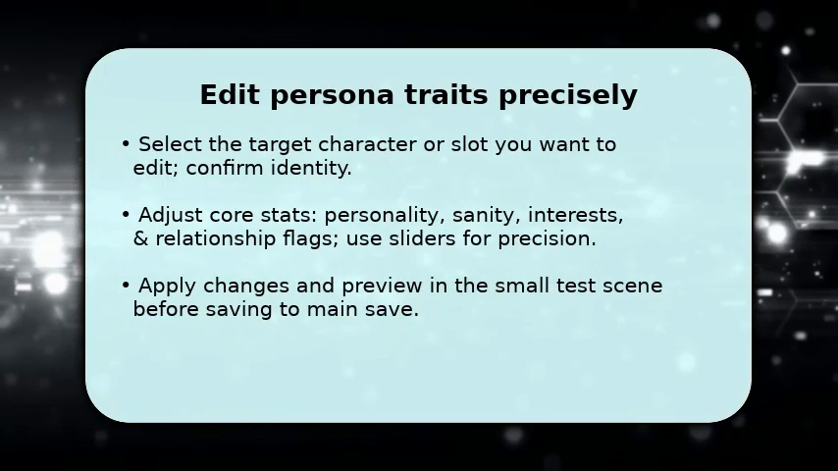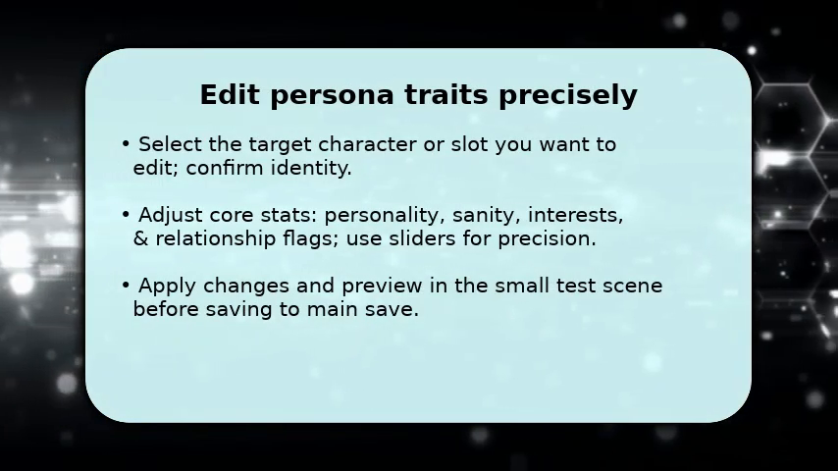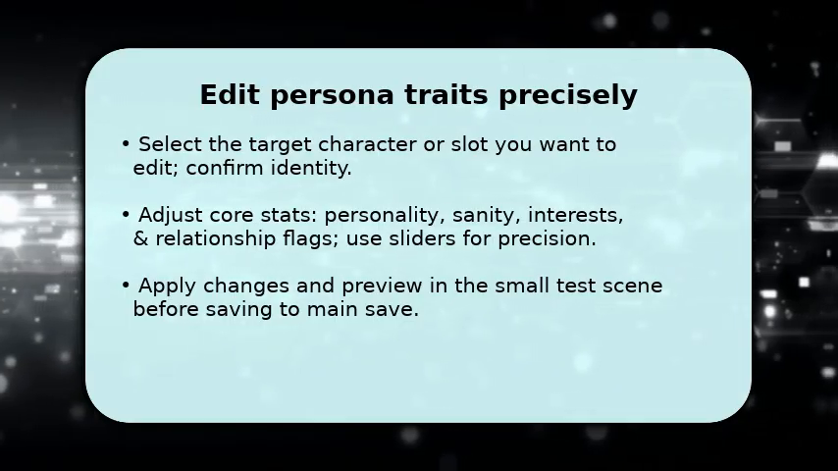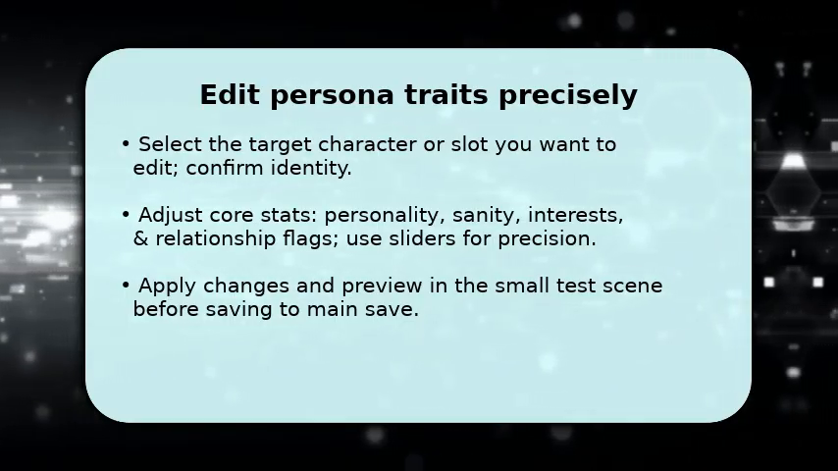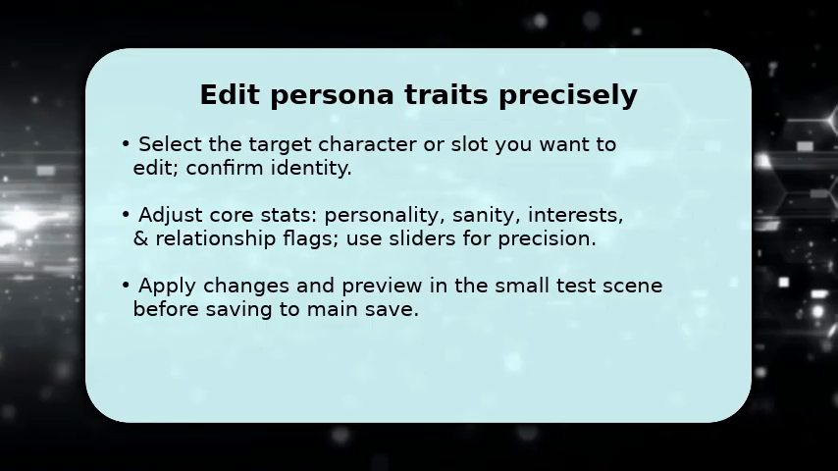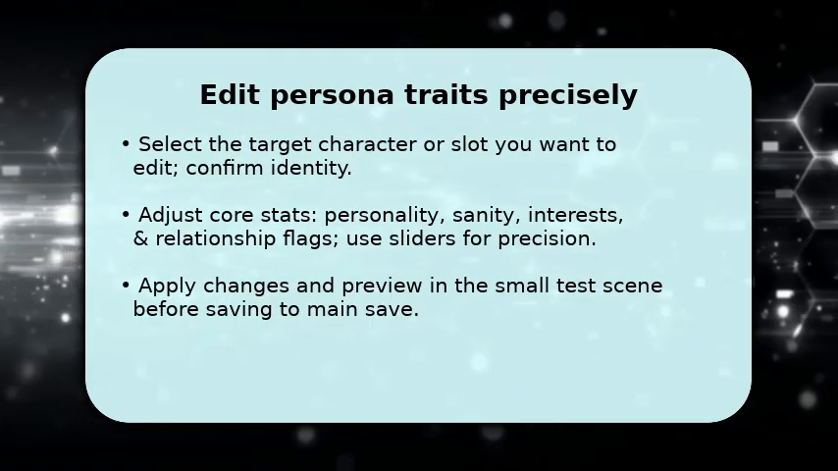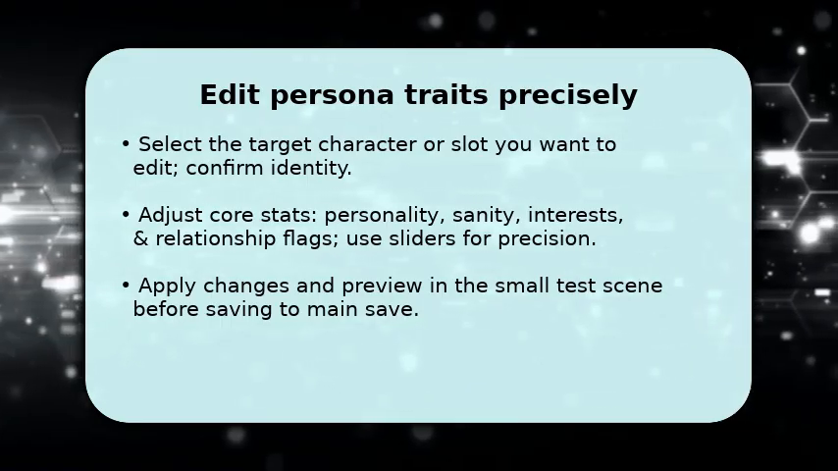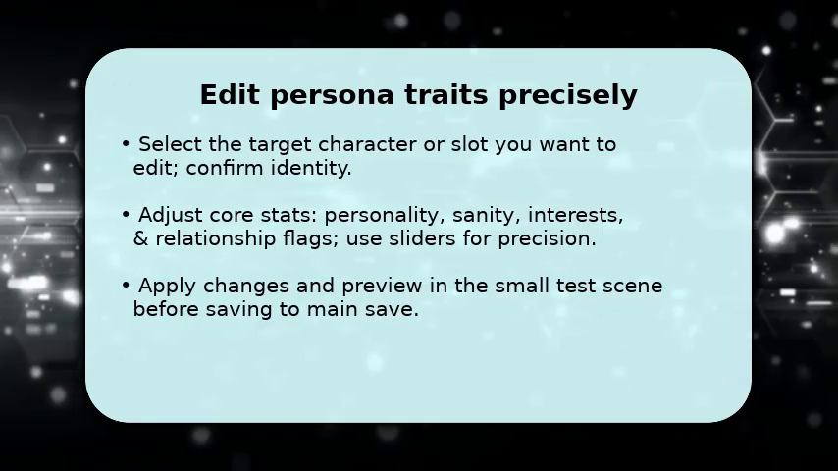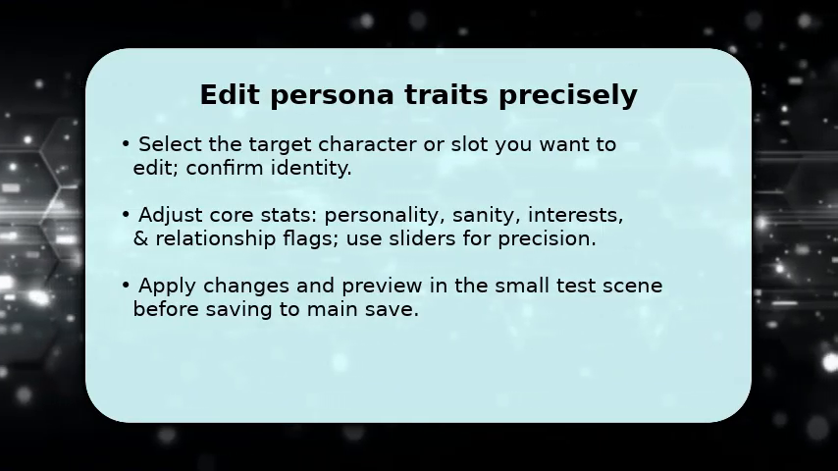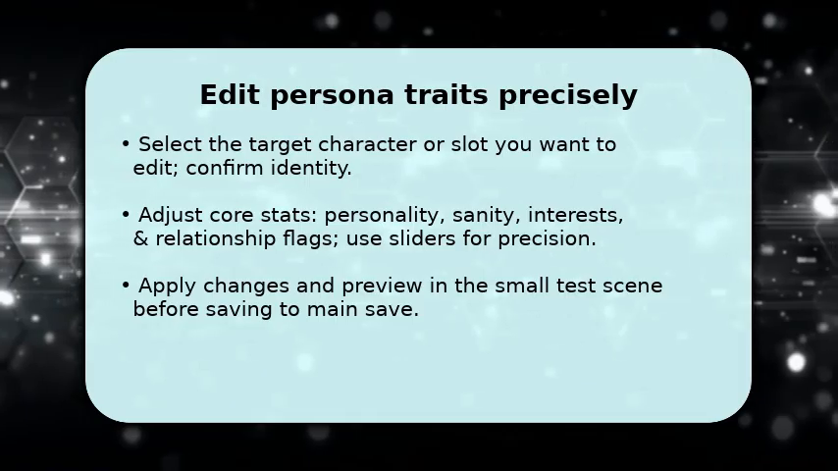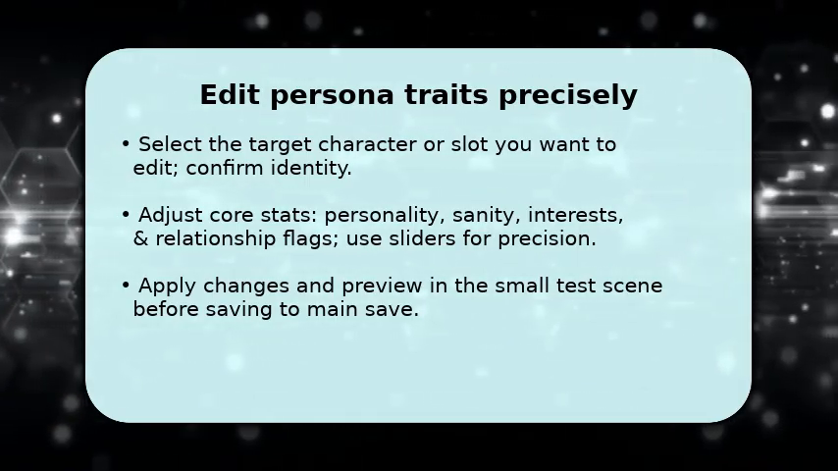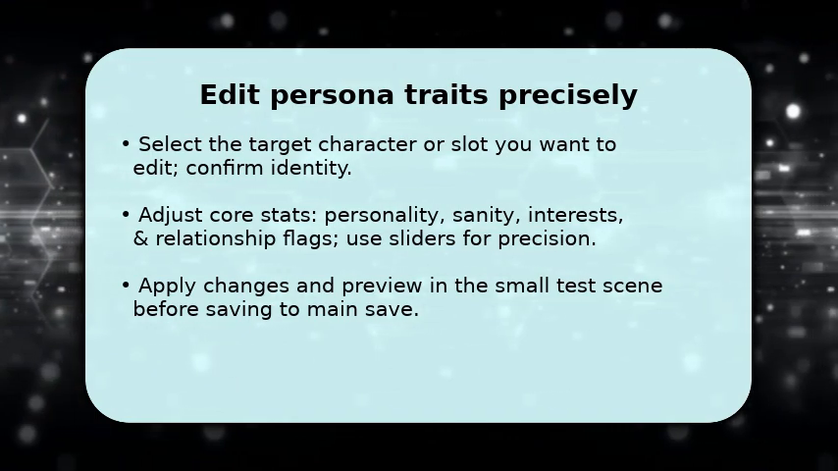With the persona editor open, select the target character slot and confirm you're editing the right profile. Now change core traits, tweak personality sliders, sanity, interests, and relationship flags. A small adjustment can drastically alter behavior, so proceed with moderation. Once values look right, use the preview or test scene inside the editor to watch behavior immediately. This helps you see how choices play out. If the test matches your goal, apply the changes. This middle stage is about refinement and verification.